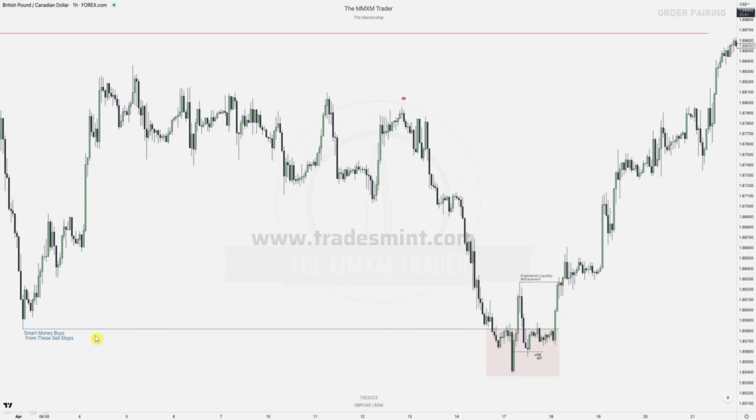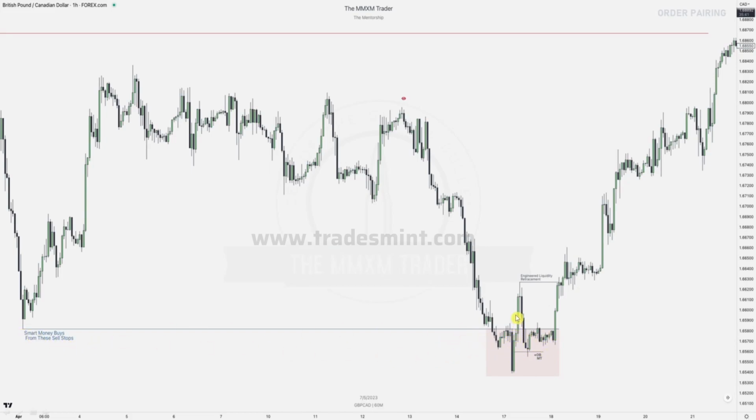So we can see this old low down here, right? Where does smart money pair their orders, right? With willing sellers, their sell stops down here. They're accumulating their long position in this area over here because it's below this old low, right?